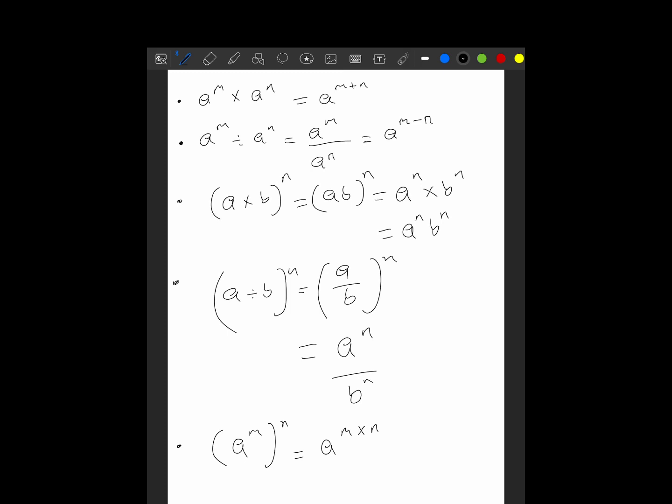Right, so these are the laws of exponents. They're easy to remember and they're easy to apply. And I'm going to give you a couple of examples. Probably as many examples as possible. So let me give you first example. Let's change the color.